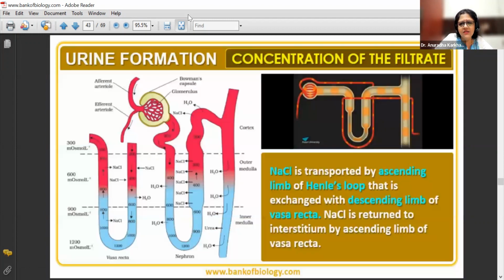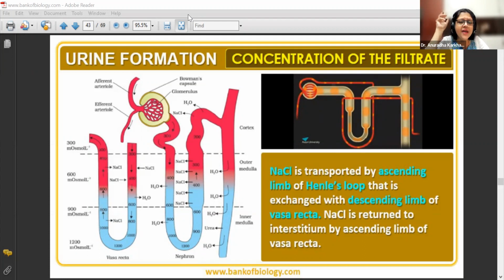See, now what are they saying? NaCl is transported by the ascending limb of the loop of Henle, that is exchanged with the descending limb of the vasa recta. NaCl is returned to the interstitium by the ascending limb of the vasa recta. NaCl is returned to the interstitium means whatever is in excess, though it has entered inside the vasa recta blood, will be returned. So even the interstitial fluid osmolarity will be maintained.